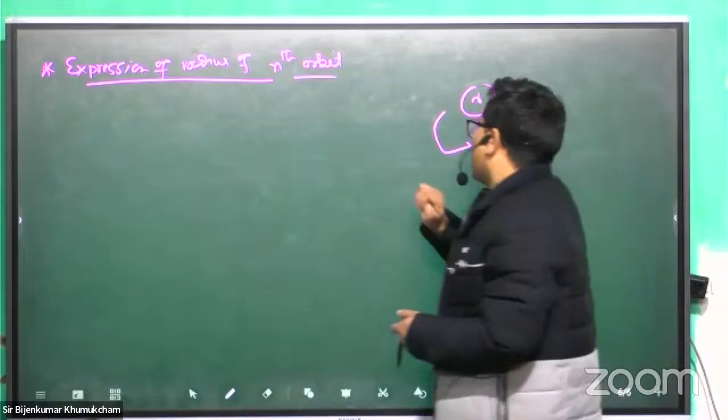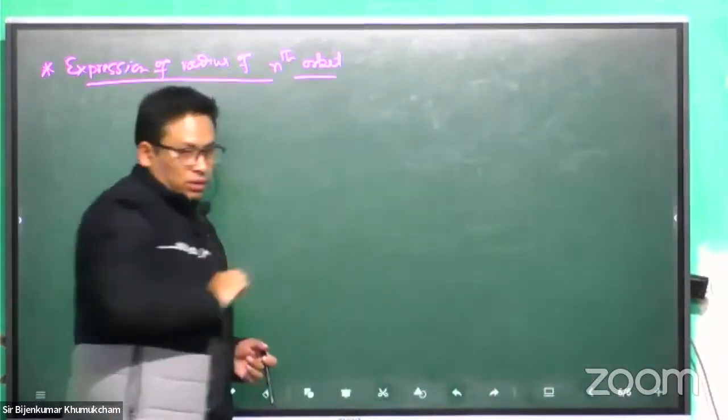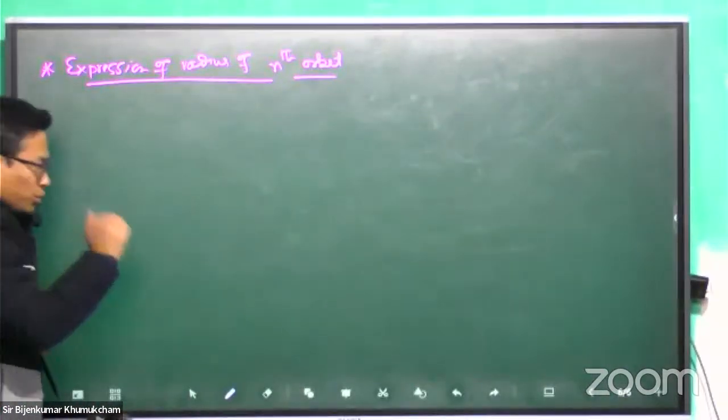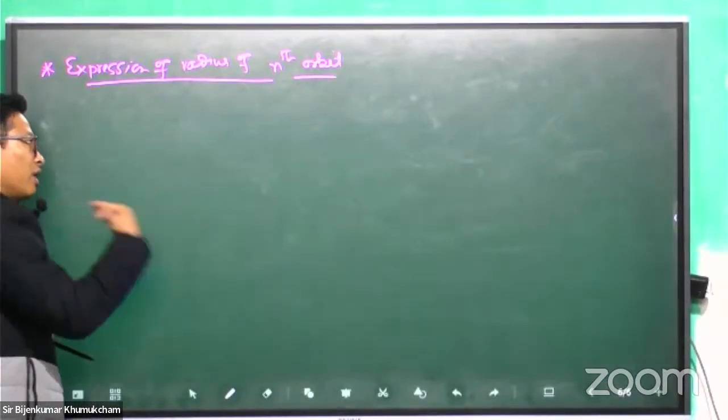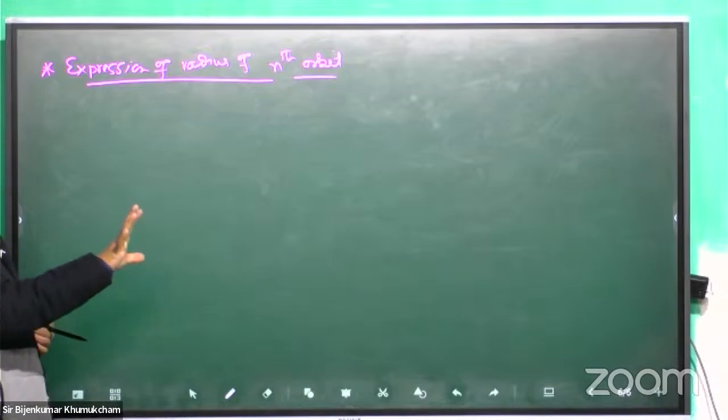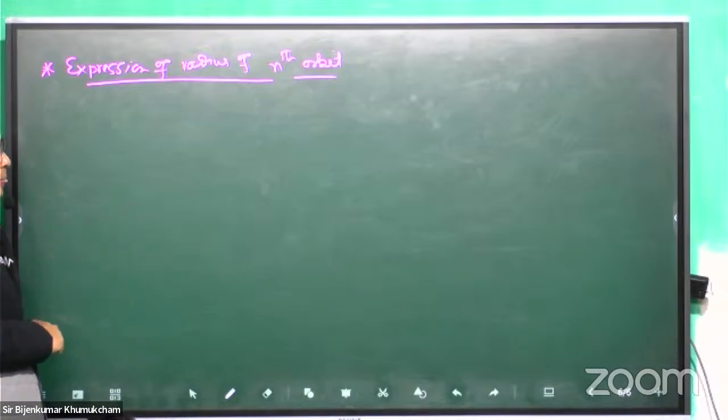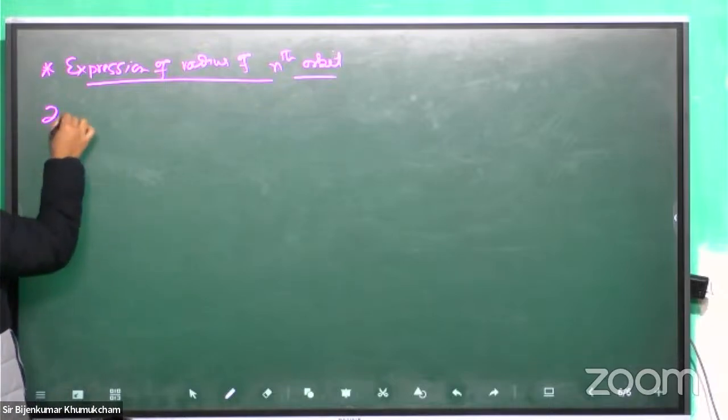We will use two concepts, only two relations. Using those relations, you have to derive all other expressions: energy, velocity, radius, time period, frequency, everything. Two very important relations.